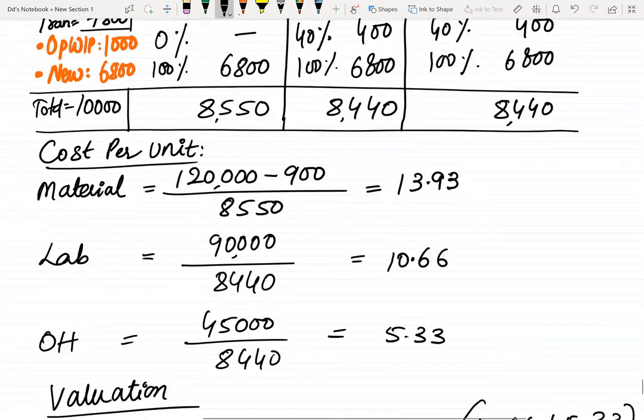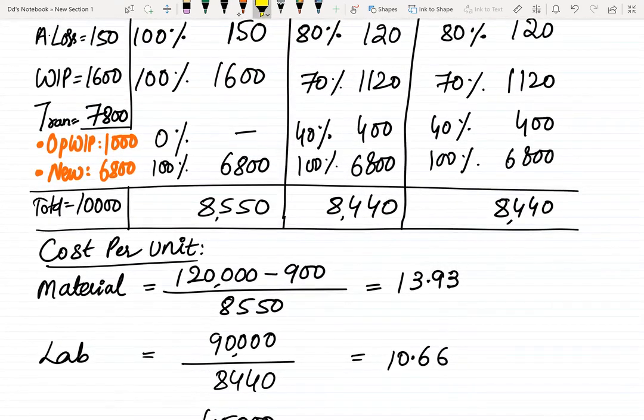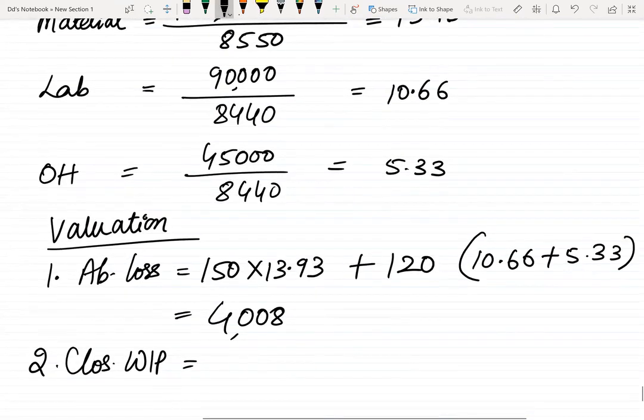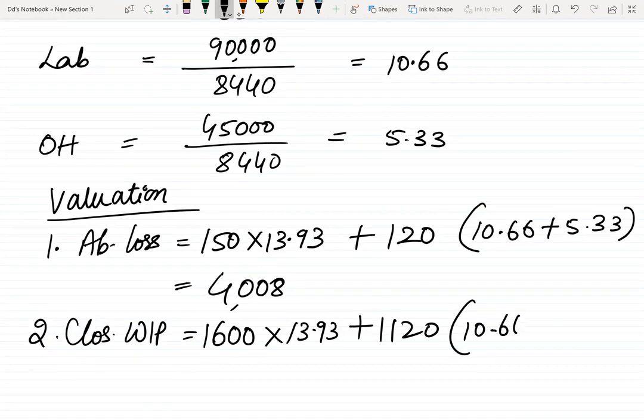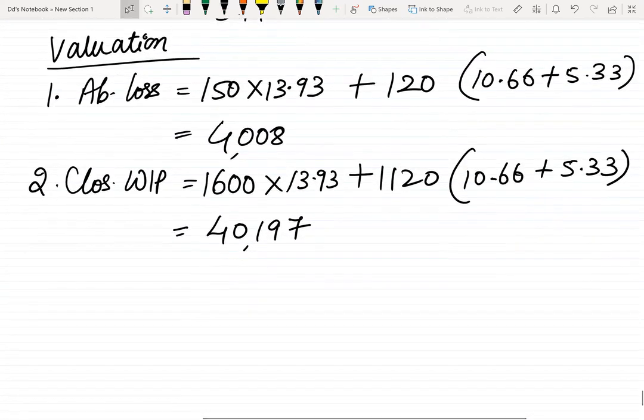Then I need closing WIP. Go to your step 1. You have, I'm highlighting now, 1,600, 1120, 1120. Yes, this into 13.93. Now this is the same, so 10.66 plus 5.33. I'm getting 40197. You can ignore the minor differences, don't worry much about it.